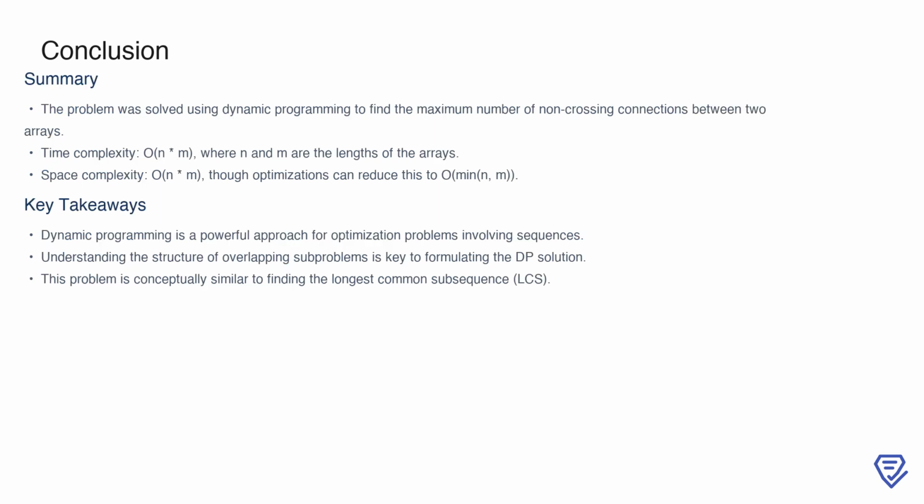Great job! We've wrapped up problem number 1035, Uncrossed lines. Today, we used dynamic programming to solve this interesting optimization challenge. Remember the key insights about dynamic programming and the importance of breaking complex problems into manageable subproblems.